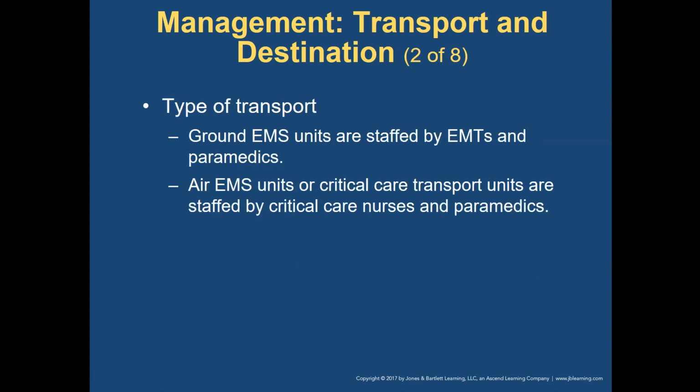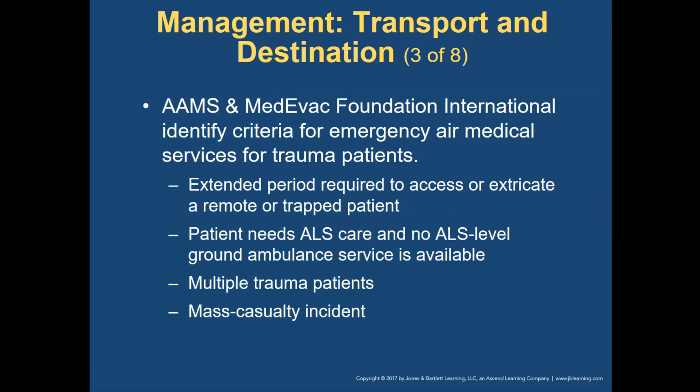Type of transport. So ultimately you get one of two choices: ground EMS units staffed by EMTs and paramedics, and then you get air EMS, who are staffed by critical care nurses and paramedics. So depending upon what kind of patient you have and where they need to go, you may need to call for a helicopter versus getting them there on the ground.